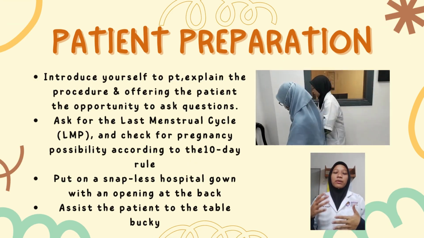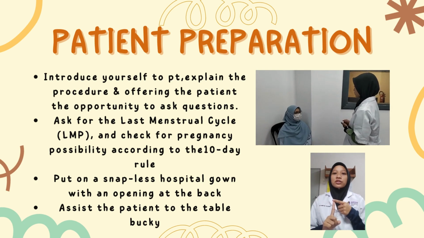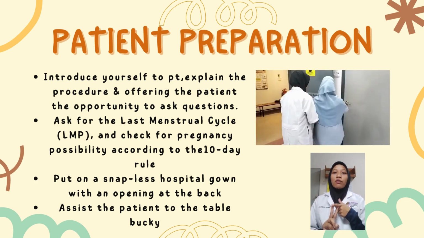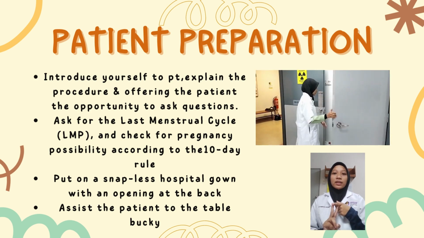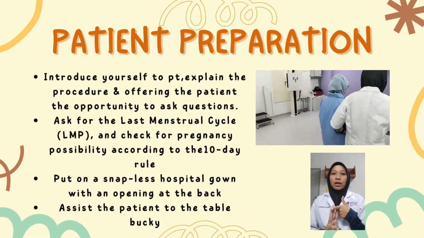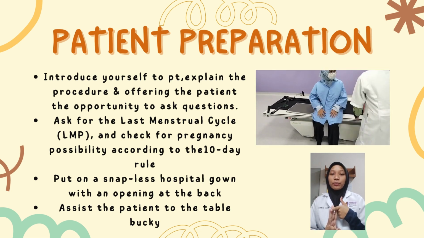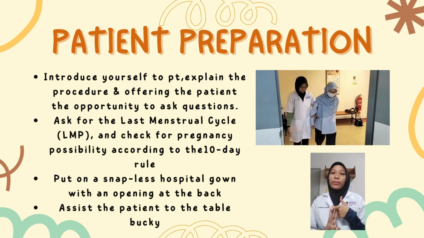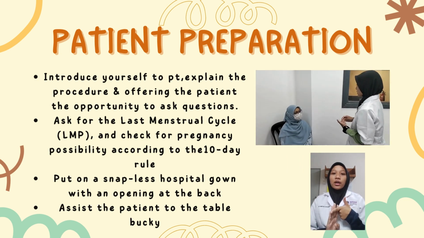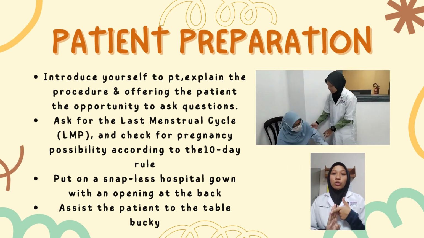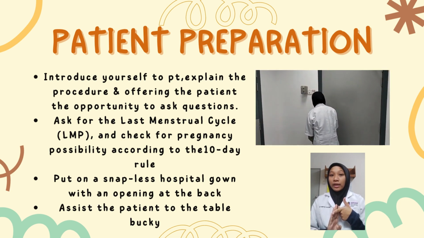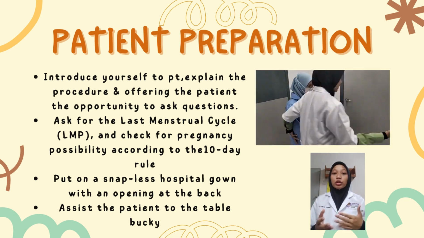Next, the patient preparation. First, you must introduce yourself to the patient. Second, explain the procedure and offer the patient the opportunity to ask questions. Third, you must ask the patient for their last menstrual period and check for pregnancy possibility according to the 10 days rule. Fourth, ask your patient to put on a snapless hospital gown with an opening at the back. Lastly, assist the patient to the table bucky.